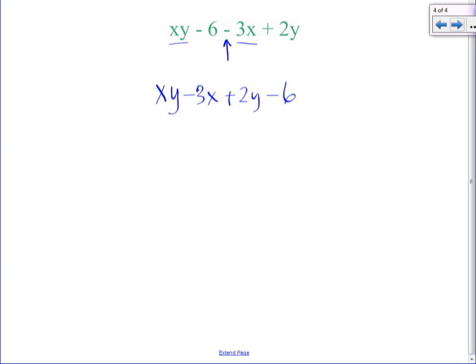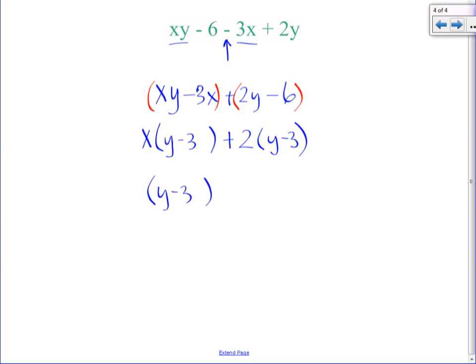So again, we just rearranged it. We didn't change any signs. The signs stayed attached to the terms. But now we can group them together. And we can take out what's in common. So we take out an x, left with y minus 3. Take out a 2, left with y minus 3, which means our answer is y minus 3 out front, x plus 2.